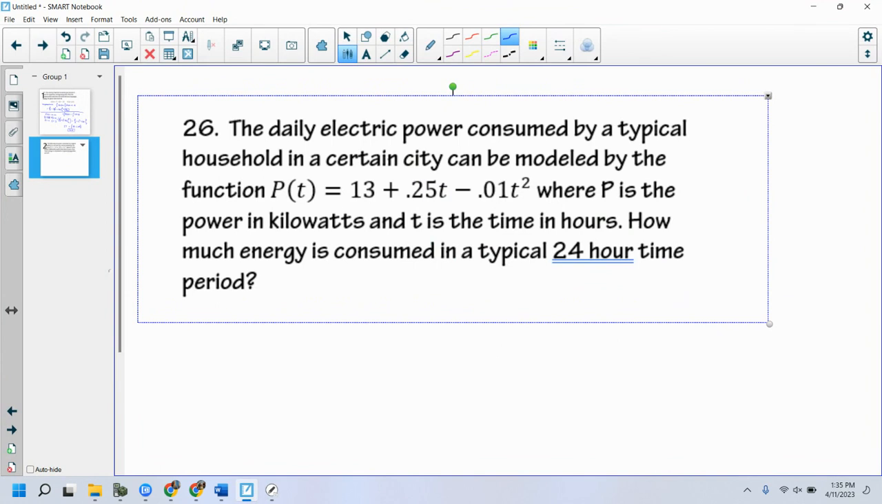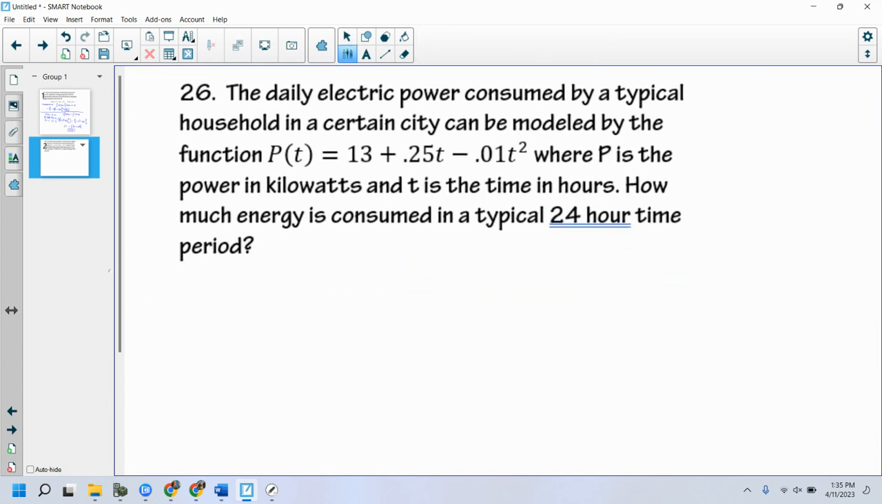So, the daily electric power consumed by a typical household in a certain city can be modeled by that function, where P is the power in kilowatts and t is the time in hours. How much energy is consumed in a typical 24-hour time period? So basically, that is net change of power. Net change from 0 to 24 hours of P(t) dt.